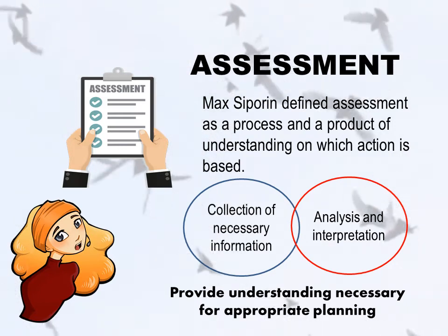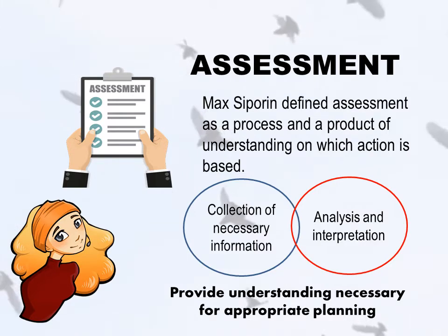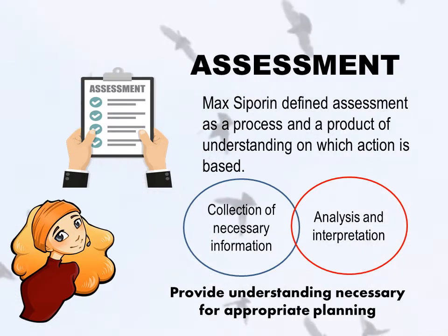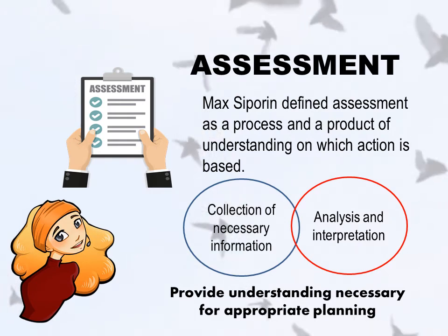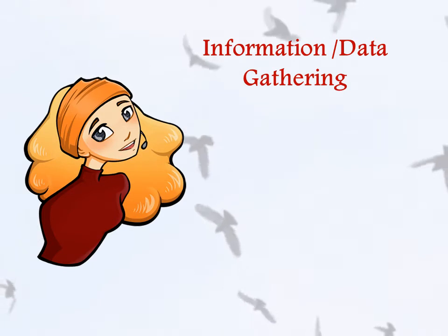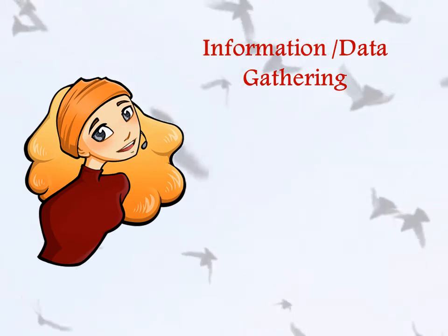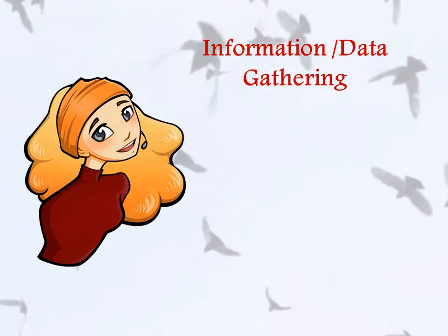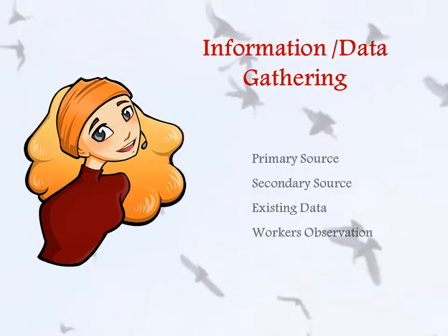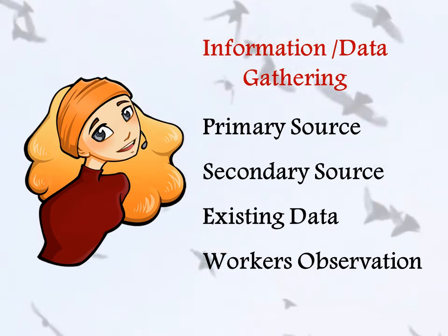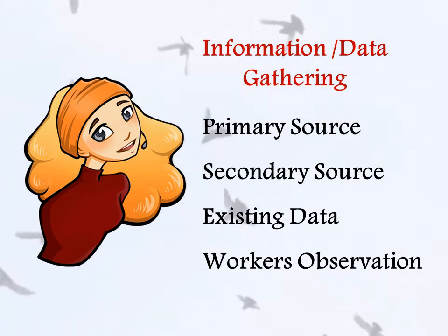Thus, the major social work tasks involved during this stage are information or data gathering and problem definition based on an agreement between the client and the worker as to the problem to be worked on, or simply the problem for work. In information or data gathering, a variety of sources are available from which to obtain the information necessary in order to have an accurate definition of the client's problem. We have the primary source, secondary source, existing data, and workers' observation.